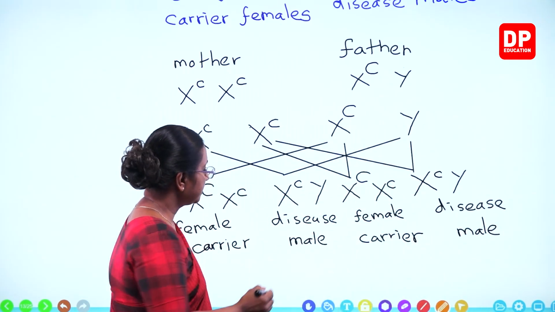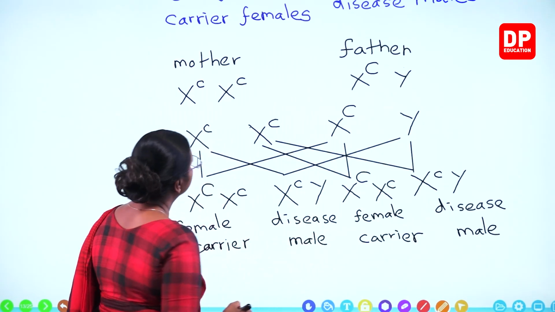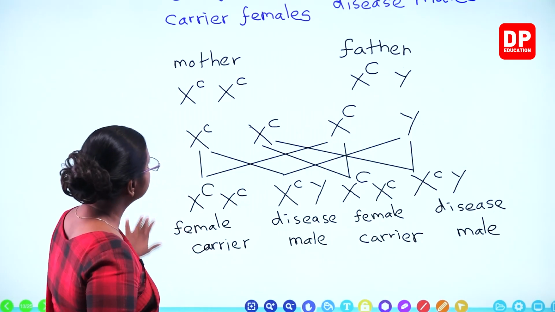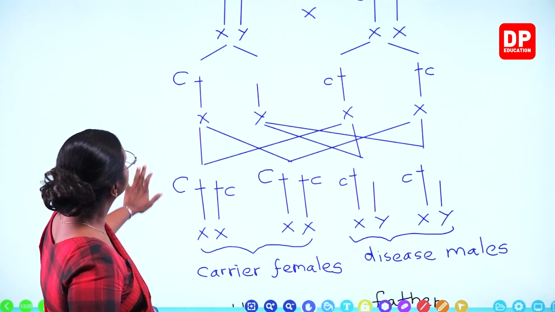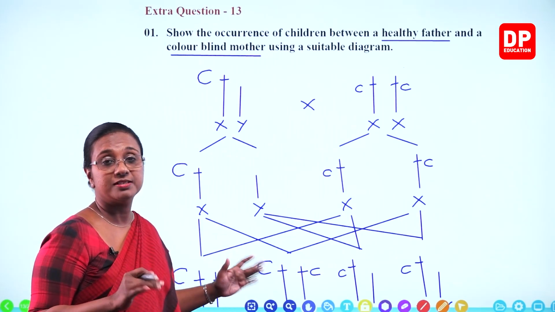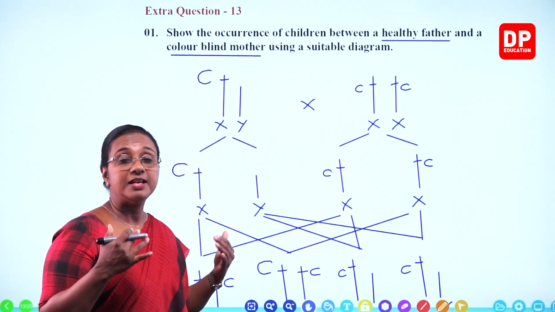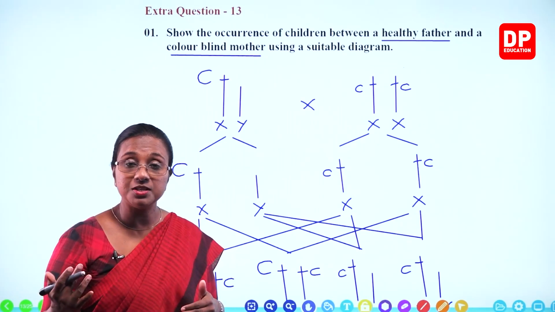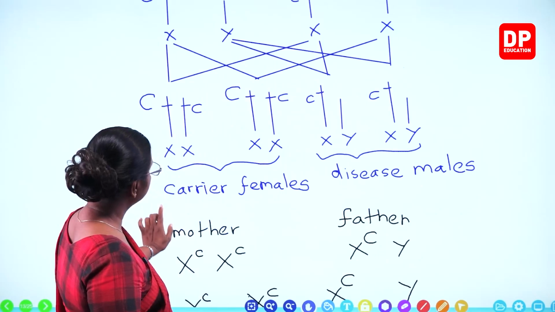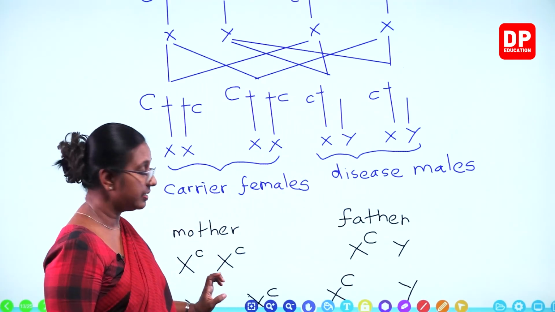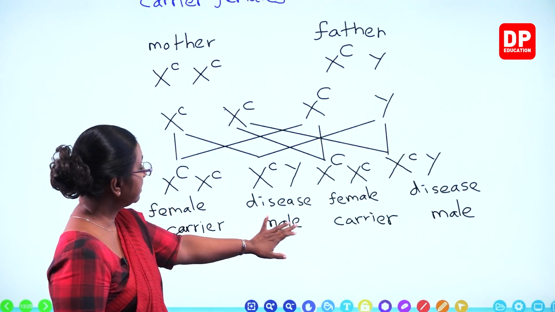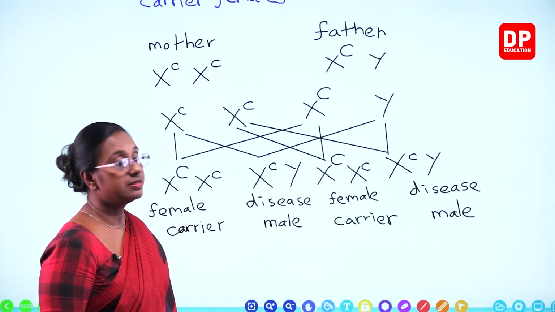Now I have got it in a different order, because here I wrote the mother first and then the father. But in the previous one, I had written the father first and then the mother. So that's the only difference. But the outcome, the final genotype ratio, is the same. Here also you have 2 carrier females and 2 diseased males.